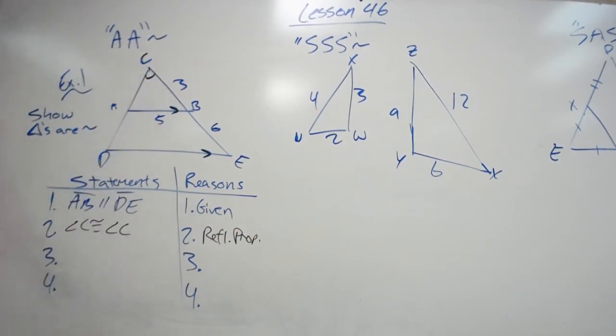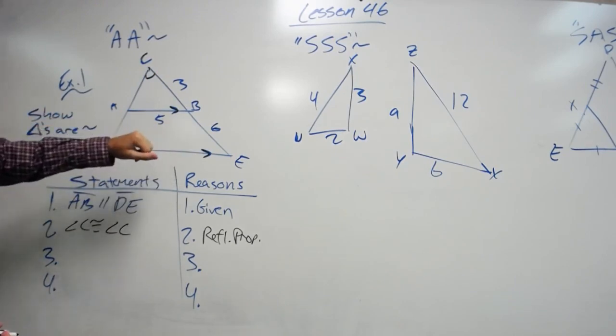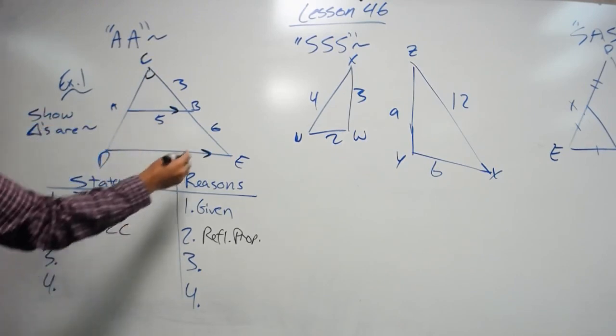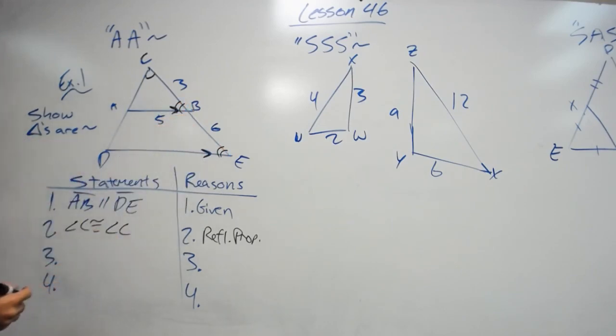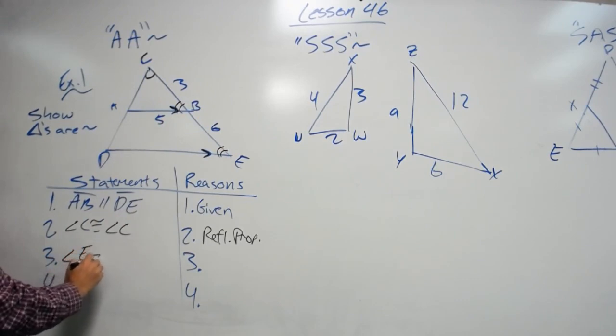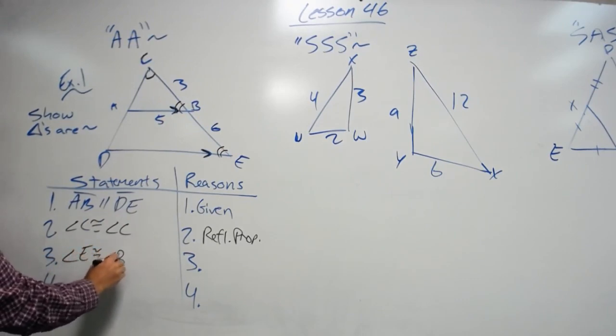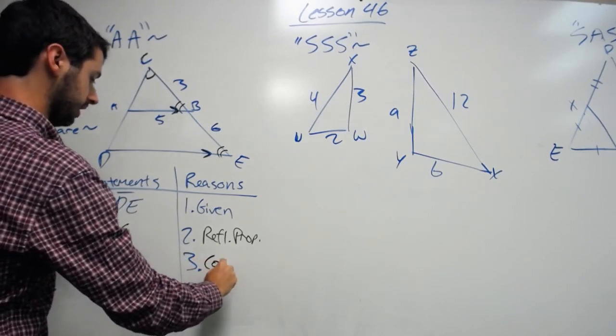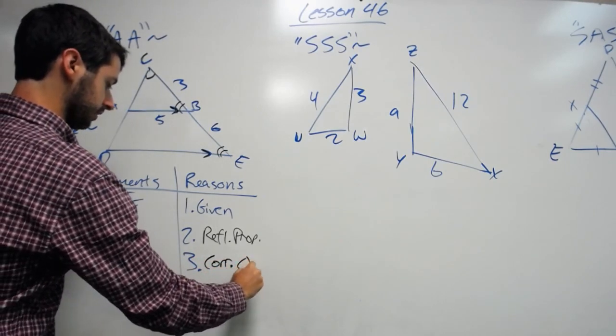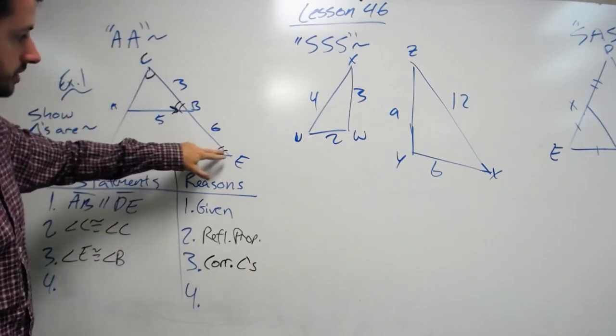Well, the next thing we know is, since we have parallel lines, that's given, we actually know that angle E is equal to or congruent to angle B. So angle E is congruent to B. Why? Well, because of corresponding angles. Since we have parallel lines, we know that these are corresponding angles.